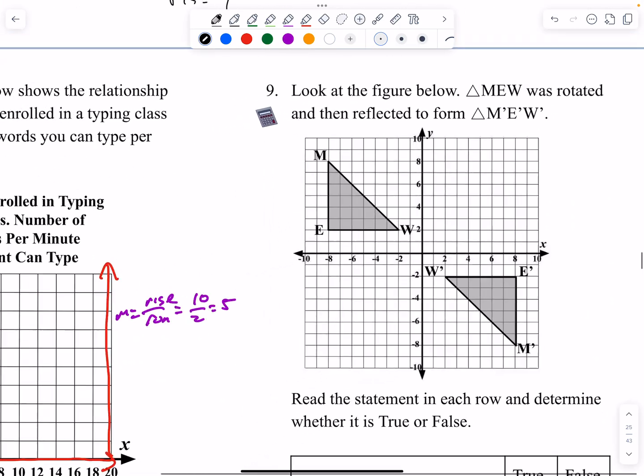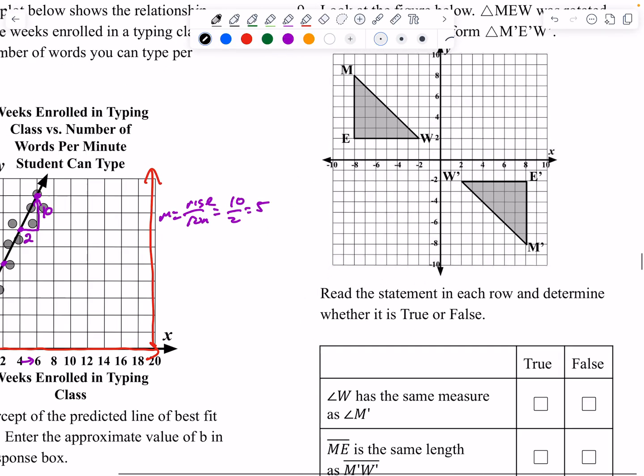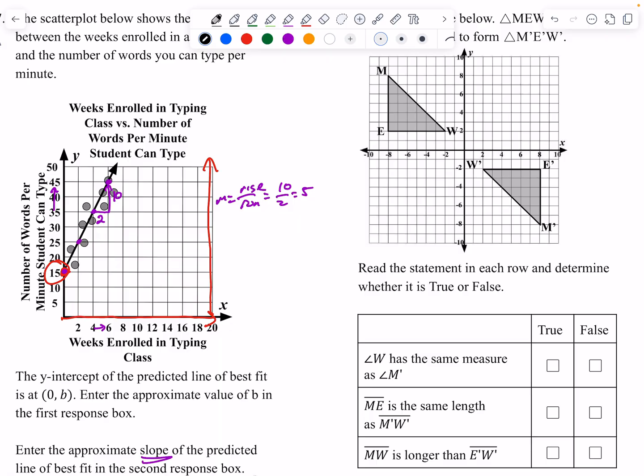Okay? All right, number 9. Look at the figure below. Triangle MU is rotated and reflected to form M'U'. Read the statements below in each row and determine if it's true or false. So angle W has the same measurement as angle M prime.